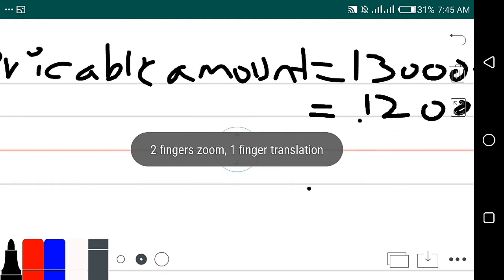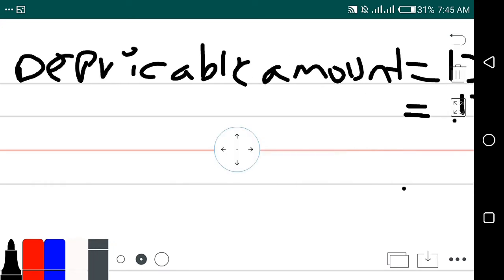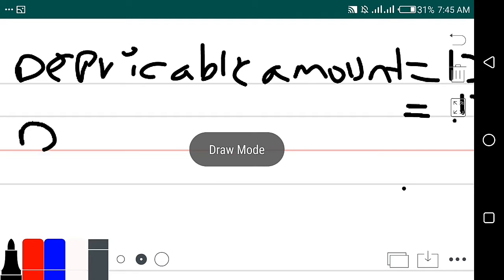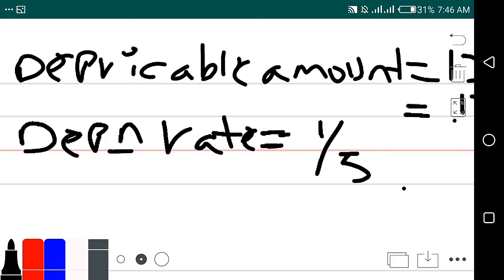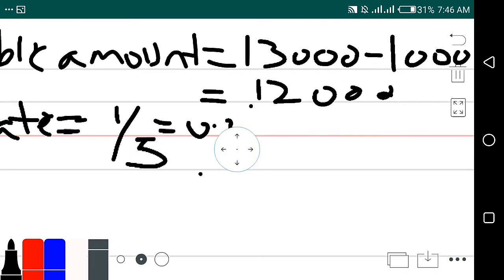Now we are going to calculate the depreciation rates. Depreciation rate is equals to 1 over useful life. Therefore it is 1 over useful life is 5 years. It would be 0.2, or we can put it like this, 20%.